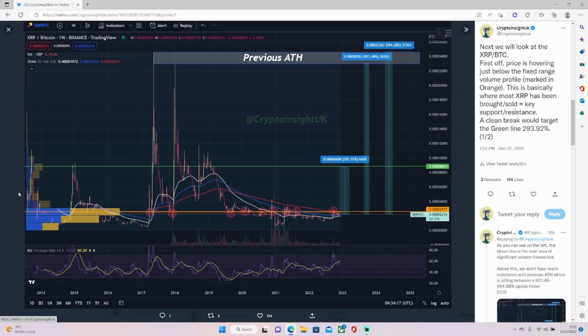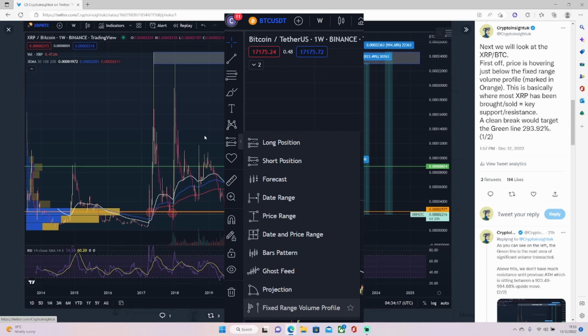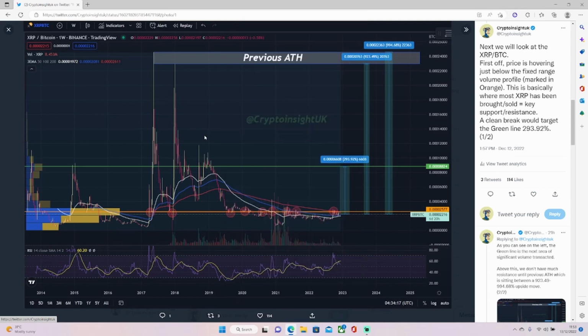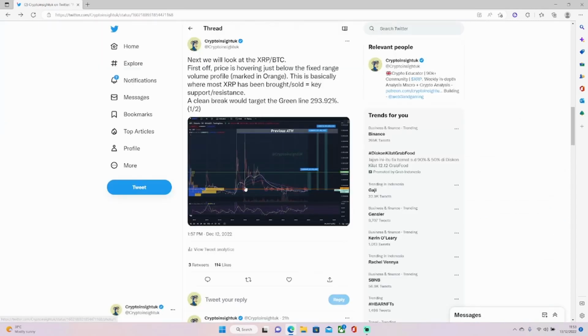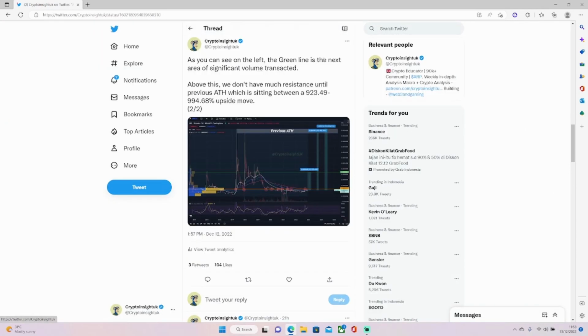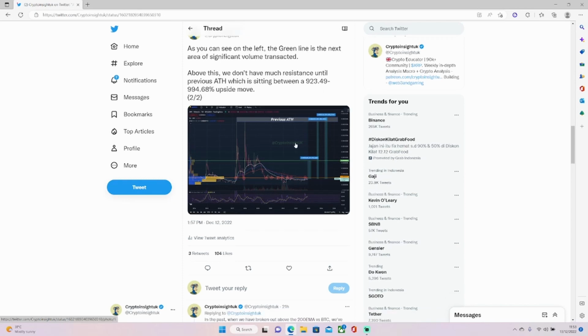If you want to draw a fixed range volume profile, it's on the TradingView app. It's the bottom indicator, and it looks like two sticks with circles on top, and you literally just drag it from the start date to the end date, and it will tell you the volume in those dates. Next, as you can see on the left, the green line is a significant area of volume transacted. Above this is all-time high, so basically what I've just talked about. So if we do get above that green line, we're looking at a 900 to 994% move.